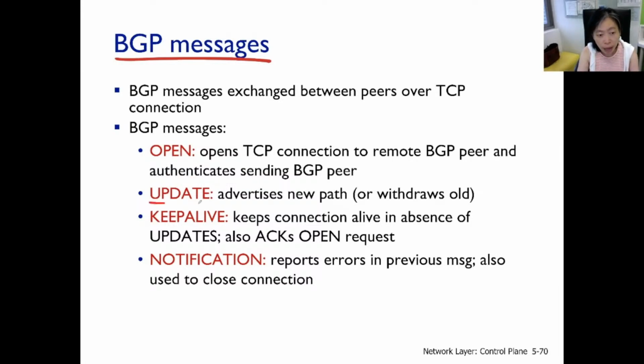Now, the update message. This is the message being used to send the path advertisements, the path vectors. This message also allows the routers to withdraw outdated path vectors. The keep alive message we saw earlier is to ACK the open message to establish a TCP connection. Keep alive messages are also sent periodically to refresh the TCP connection, just in case there are no update messages being generated. Update messages are the path advertisements.